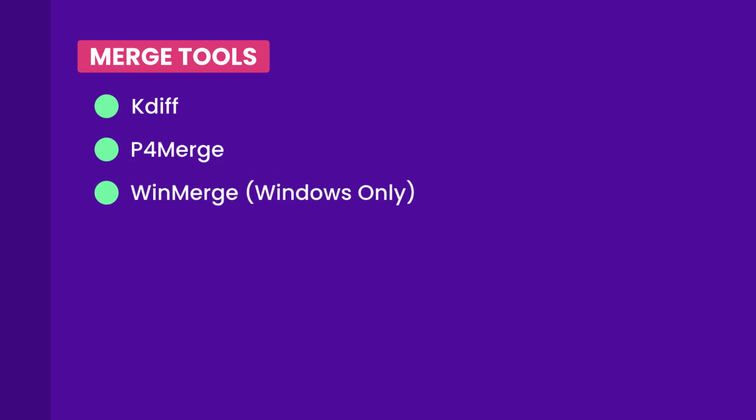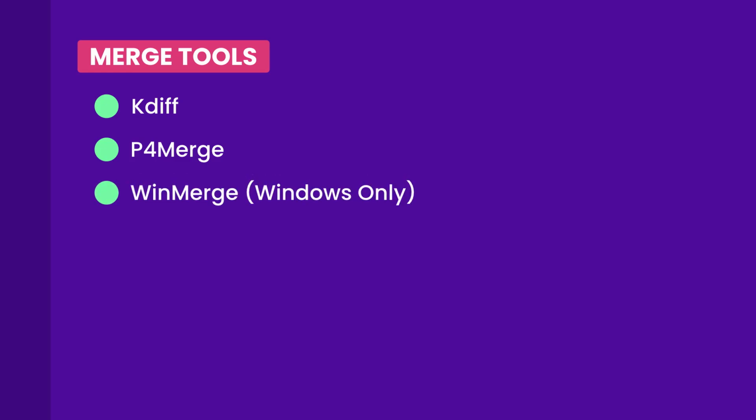Quite frankly, VS Code is not the best tool for resolving conflicts, at least not at the time of recording this lesson. So let's look at some other tools for resolving conflicts. There's so many tools out there. The most popular ones are kdiff and p4merge, which are cross-platform, and winmerge, which is for Windows only.